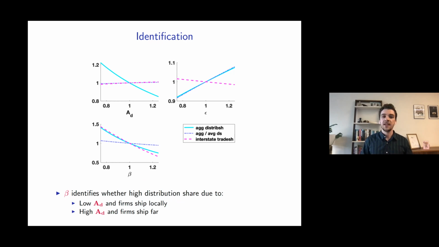The intuitive way to think about this is that if we see a very high distribution share in the data, that could be because productivity in distribution is really low and firms are shipping really close by, but the low productivity makes the price really high, so we have a high distribution share. But it could also be that productivity is super high, the price of distribution is really low, but firms are shipping very far away. In order to separate those two stories, you need a measure of the total amount of trade going on, and that's how beta is identified.